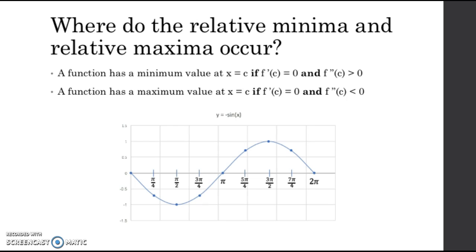Continuing with our example from before, we have the graph of the second derivative, f double prime of x is equal to negative sine of x. At the critical point pi over 2, right here, the second derivative has a negative value. This means that the function has a relative maximum here. At the critical point 3 pi over 2, right here, the second derivative has a positive value. This means that the function will have a relative minimum here.